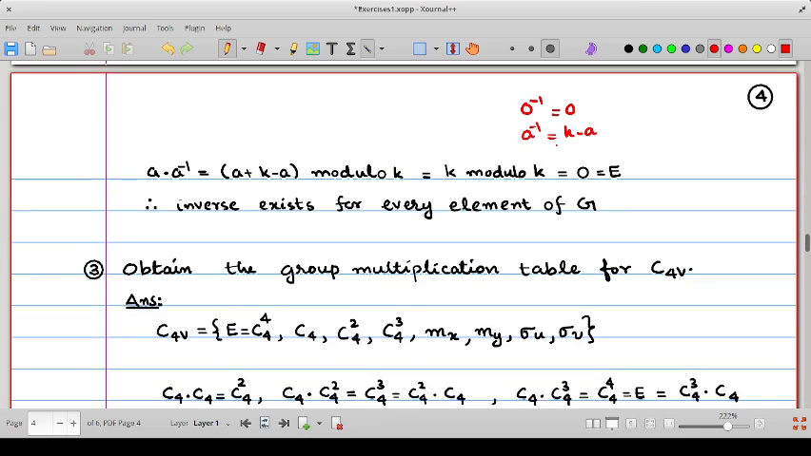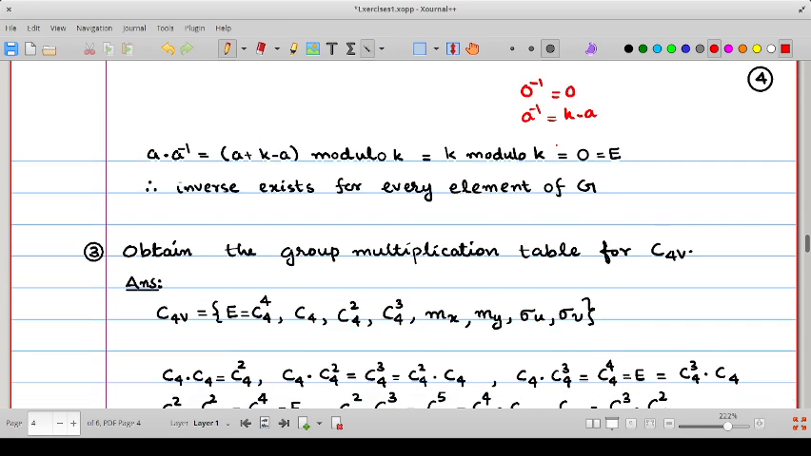So now we have established that the group is closed under the addition operation, addition modulo k. And second, it satisfies associativity. And third, there is an identity element which is 0 itself. And fourth, every element has an inverse.